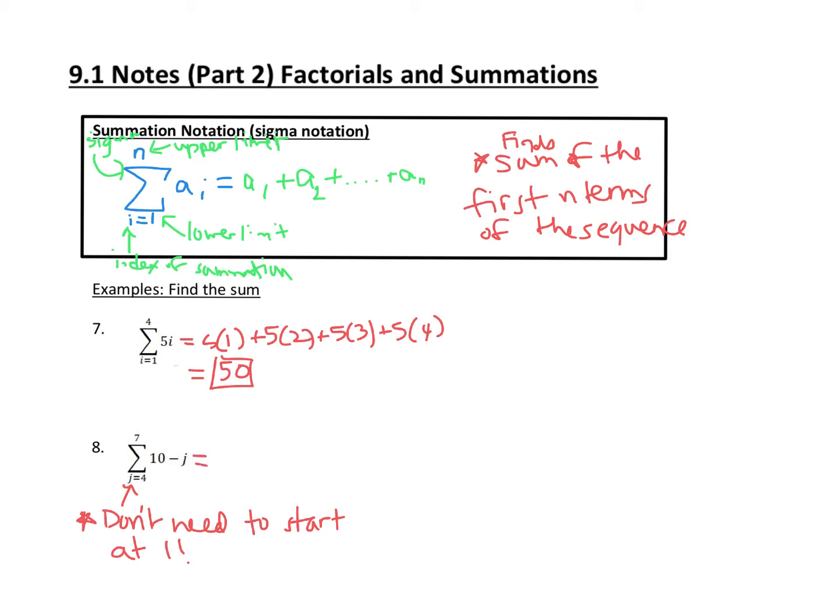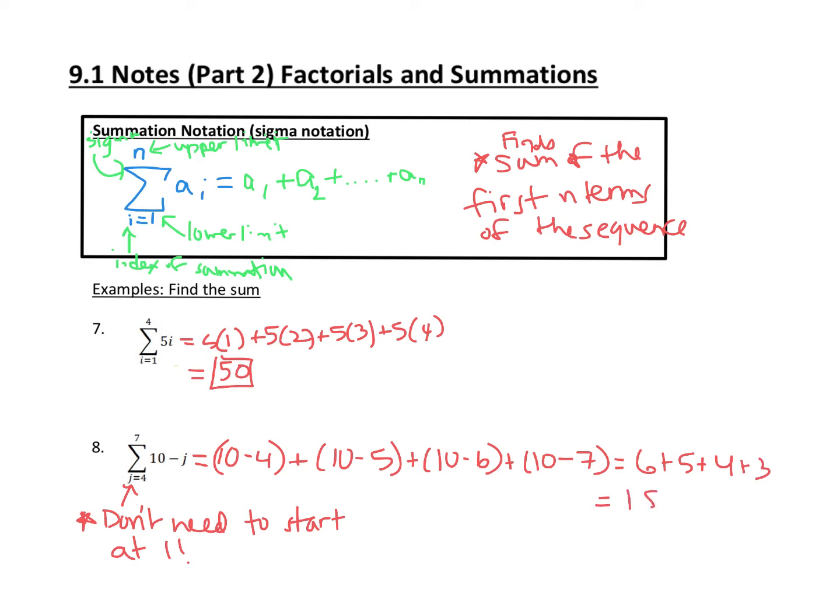So then for this one, I'm going to start, I get 10 minus 4. That's my first term. Next term is going to be 10 minus 5. And then I go all the way up to 10 minus 7. In the end, I'm going to add all of these things together. And my answer for that one is 18.